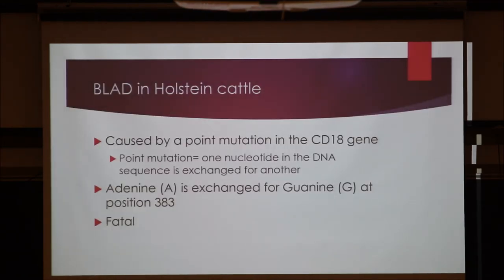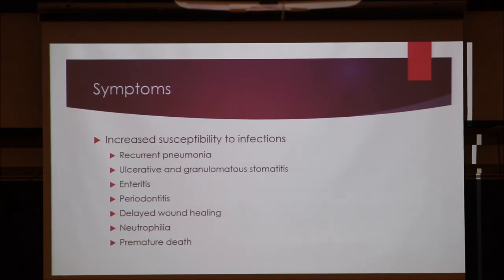Okay, so BLAD is mostly in Holstein cattle, and it's caused by a point mutation. So one nucleotide in the DNA sequence is exchanged for another, which results in a mutation in the protein. And ultimately, it is fatal. So some symptoms are just increased susceptibility to infections, like pneumonia, and then some of these words, stomatitis and periodontitis, are in the mouth. It's inflammation of the gums around the teeth. And then delayed wound healing. Enteritis is in the intestine. It's more swelling.